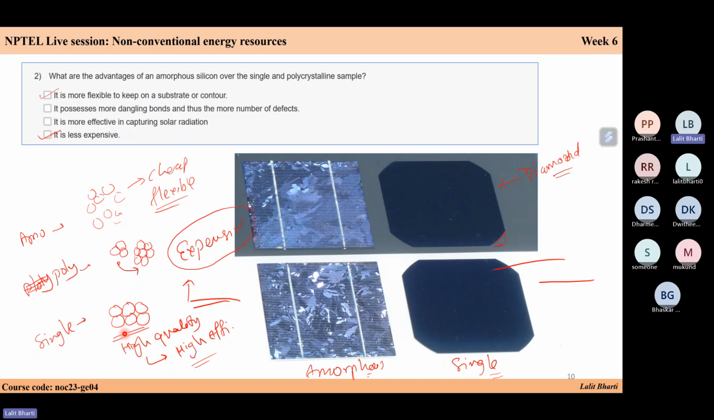So we have already seen how single crystalline silicon is obtained from amorphous silicon, using different methods, the float zone method, and different other methods.